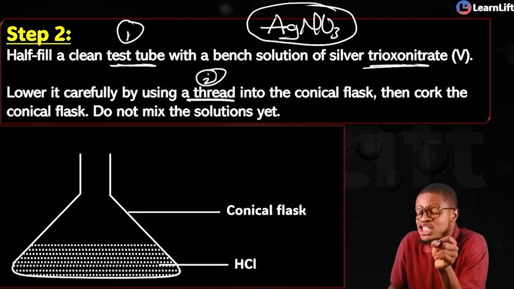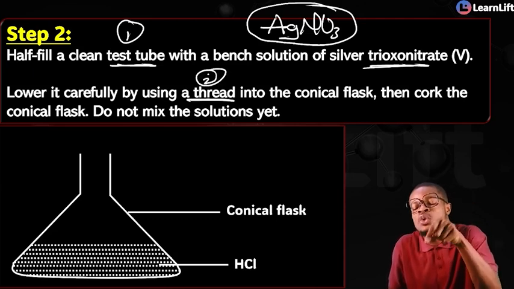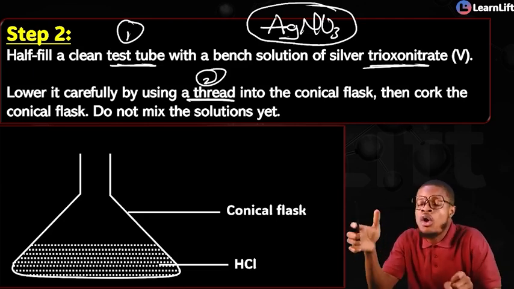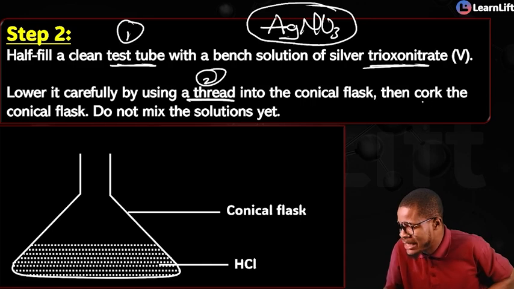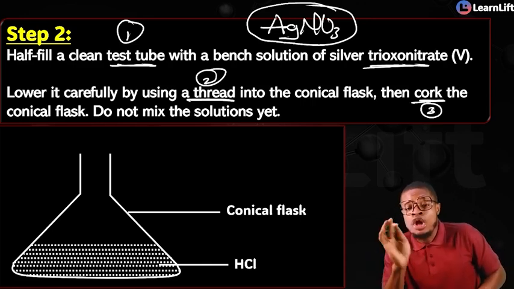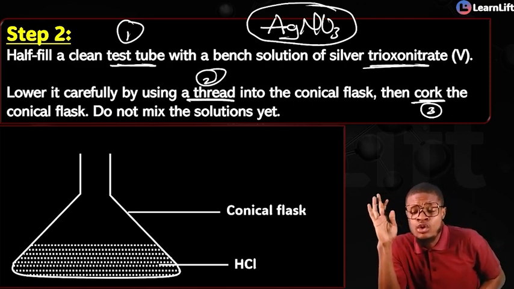Number 2, I need a thread, right? And lower it into this conical flask that we have here. Then cork. So I need my number 3, a cork. Cork the conical flask. Do not mix the solution yet. We are told not to mix it.